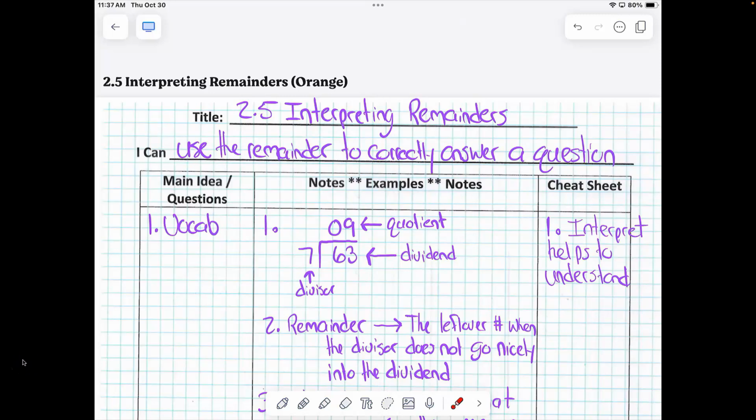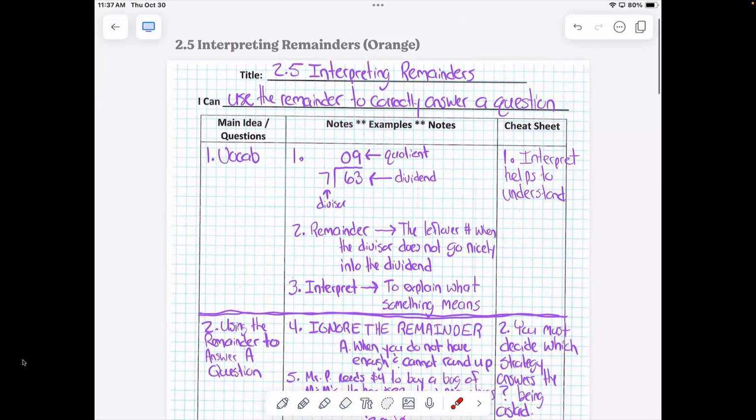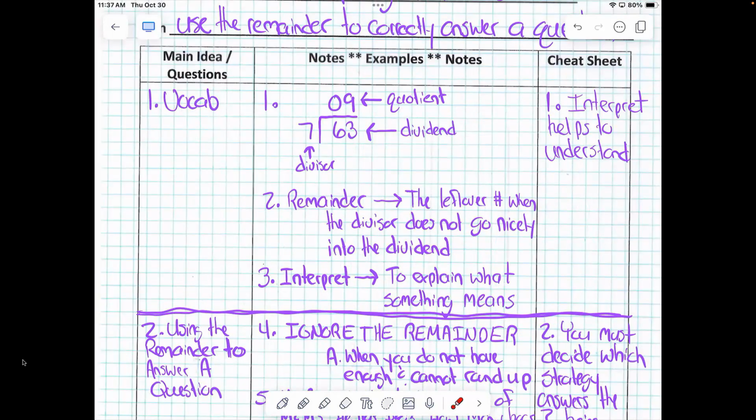Today we talked about interpreting remainders. Class, what does interpret mean? We'll try to do that together, but to explain what something means, right? To interpret means to explain what something means. And then real quick, a remainder is simply a what?